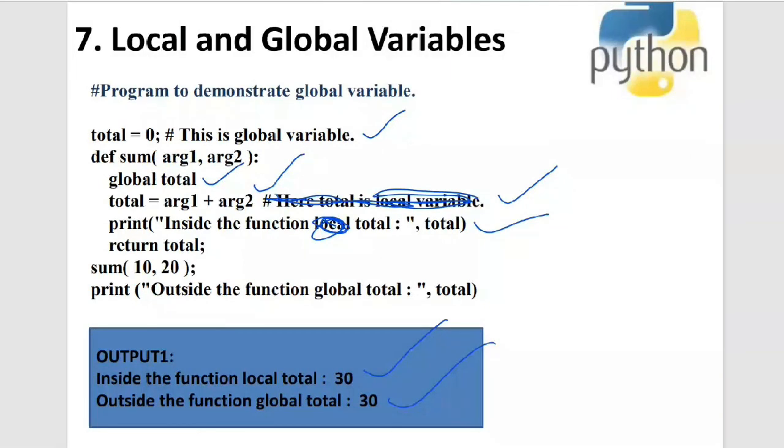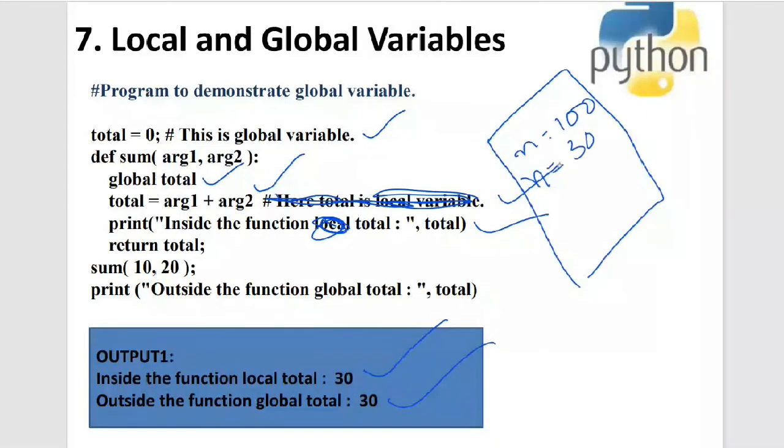I explained earlier, like I said, n is equal to 100 and later on in the same program, not in a function, I'm saying n is equal to 30. It's the same variable, and n will take the value 30. So here also the same thing happened. Now I have total is equal to 0. After that, I'm saying global total.